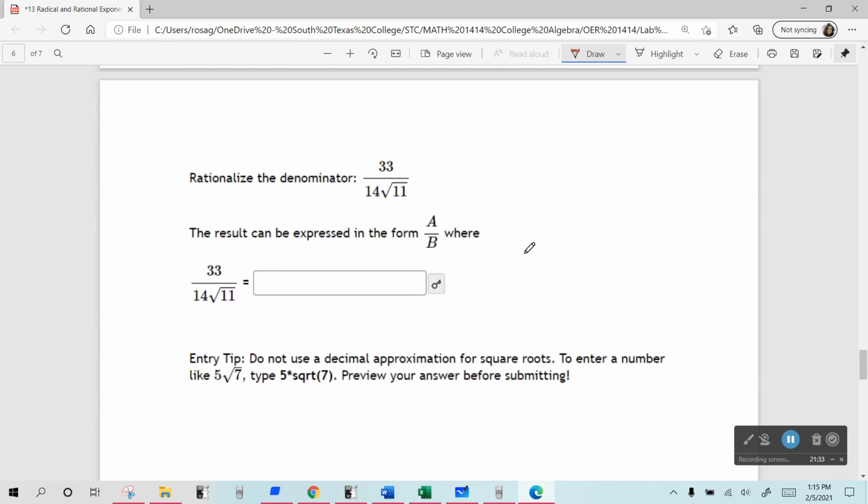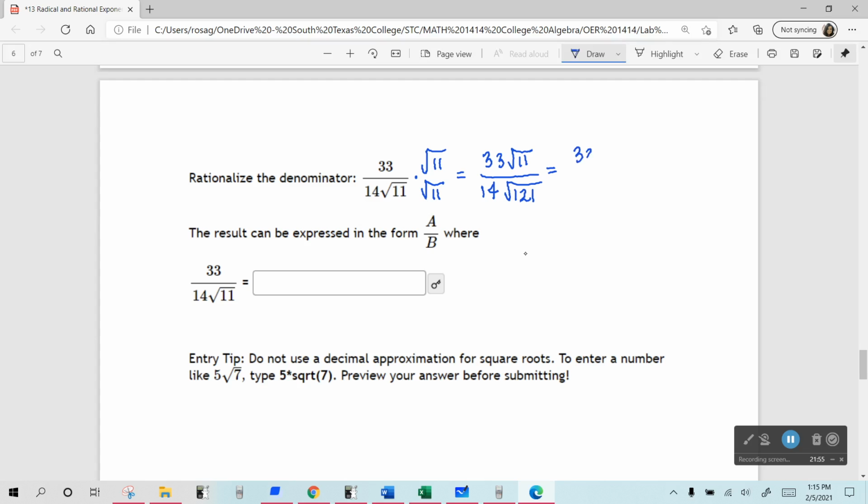Here's another rationalizing problem. We're going to multiply by the square root of 11. So the only thing you multiply by is the square root. You don't need to do the 14. So then on top, I have 33 square root of 11. And then on the bottom, I have 14 square root of 121.